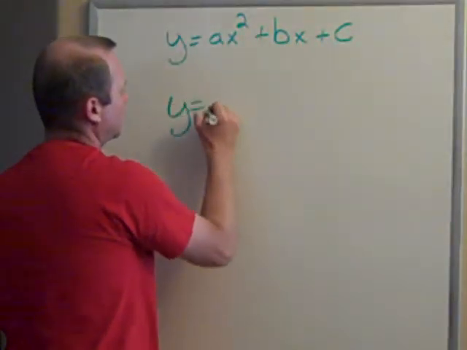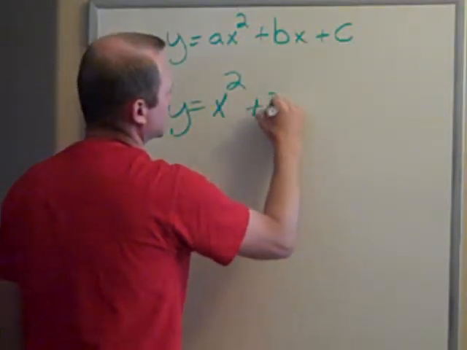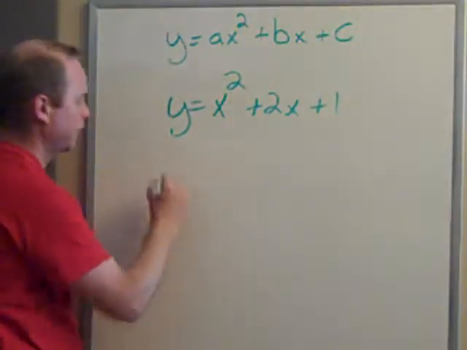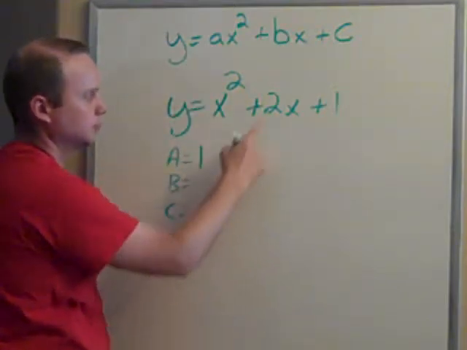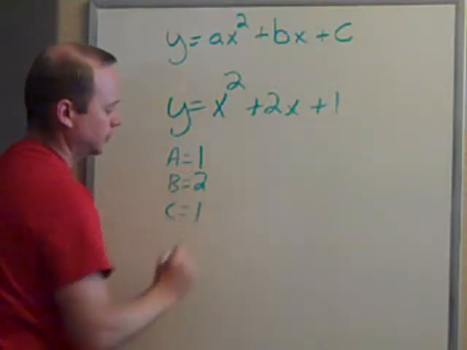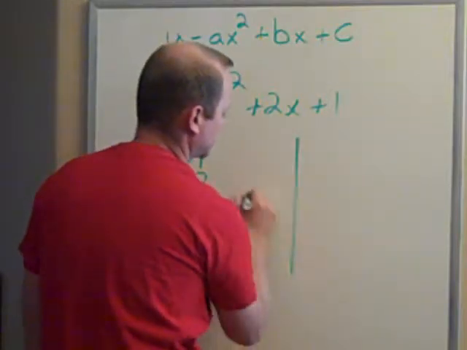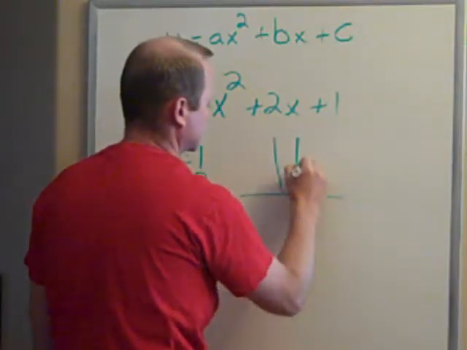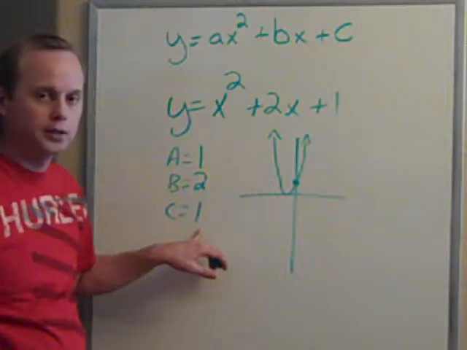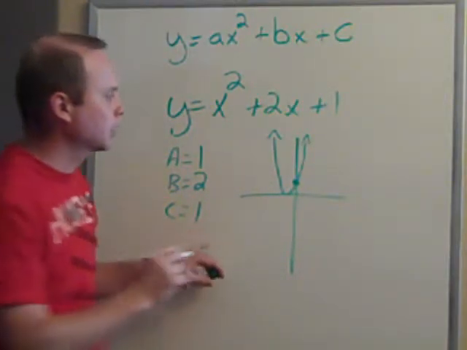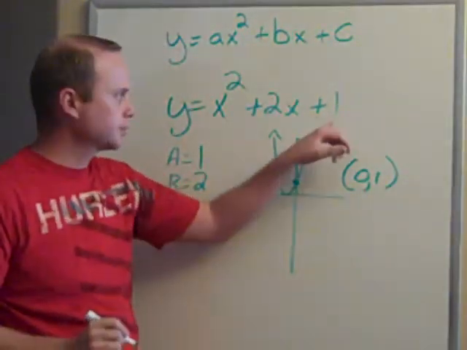Let's go with y equals x squared plus 2x plus 1. Okay, so first thing we have to identify is our a, b, and c. a in this case is 1, b is 2, and c is 1. Now c is important because that's our vertical intercept, that's where it crosses the y-axis. If we were to graph this one, it's going to look something like this. It's going to cross the vertical intercept right there. Our vertical intercept is going to be 1, but that's going to be our y value.